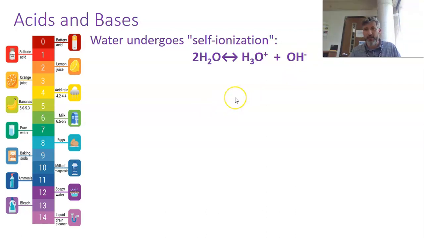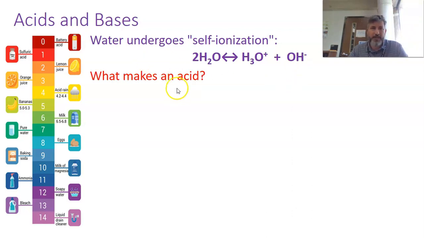This is happening in any sample of water. So there's a certain amount of this one on the left, which is called hydronium, a polyatomic ion, and this one on the right, which you already know is hydroxide, in any sample of water. It's a small amount, but there is some there.